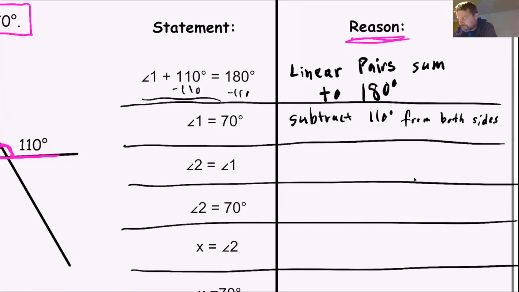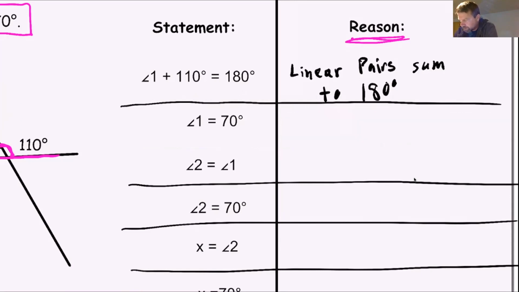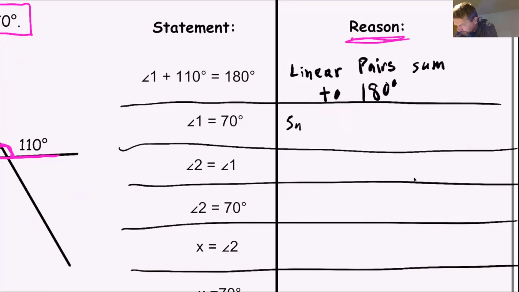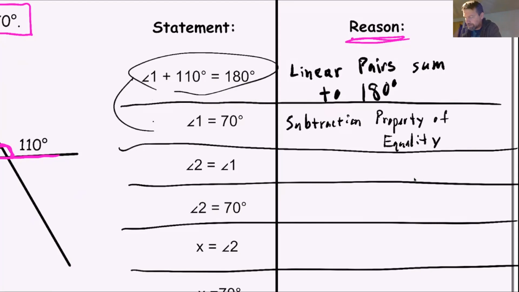If you wanted to be fancy, there's an algebraic property that allows us to subtract 110 from both sides. It's called the subtraction property of equality. I'm not worried that you write the subtraction property of equality. It sounds cool, it's all mathy, it's awesome. But all I really want is some reason that you can go from here to there. You could say I subtracted 110 from both sides. You could say if angle 1 plus 110 is 180, then angle 1 has to be 70.